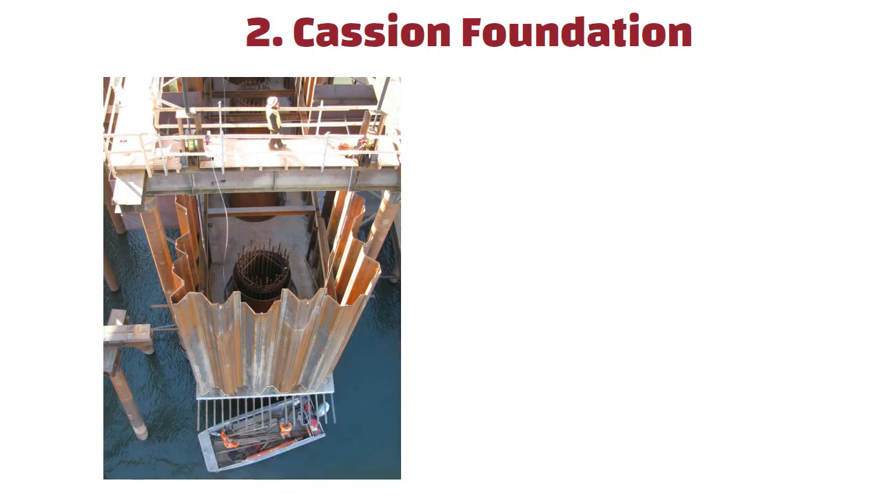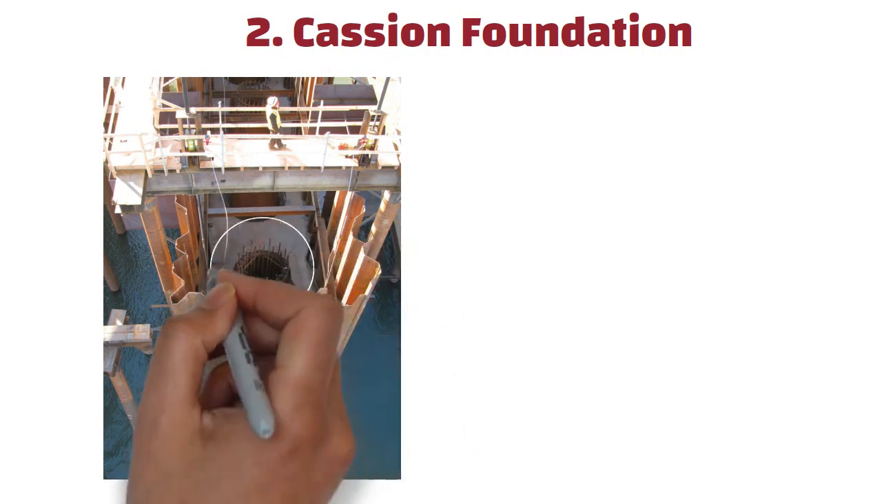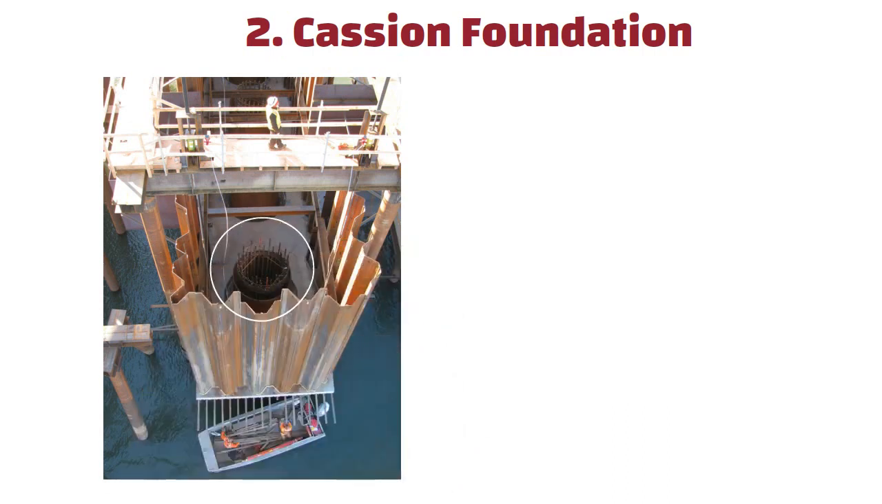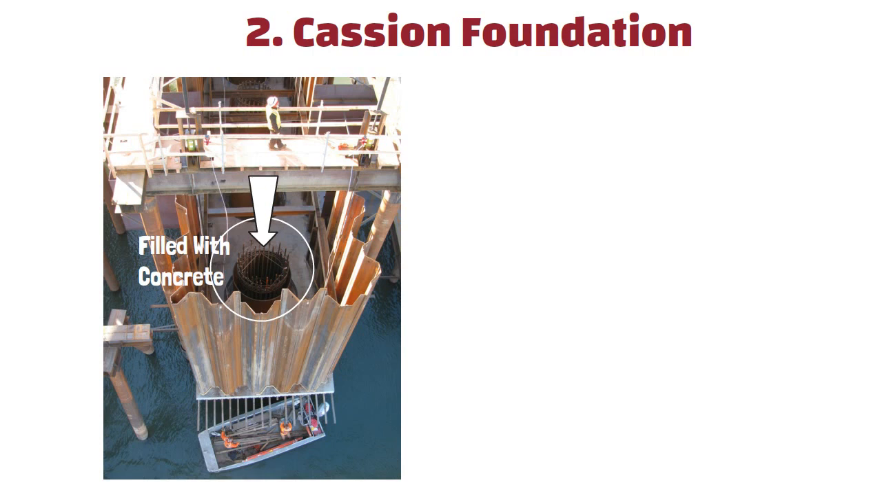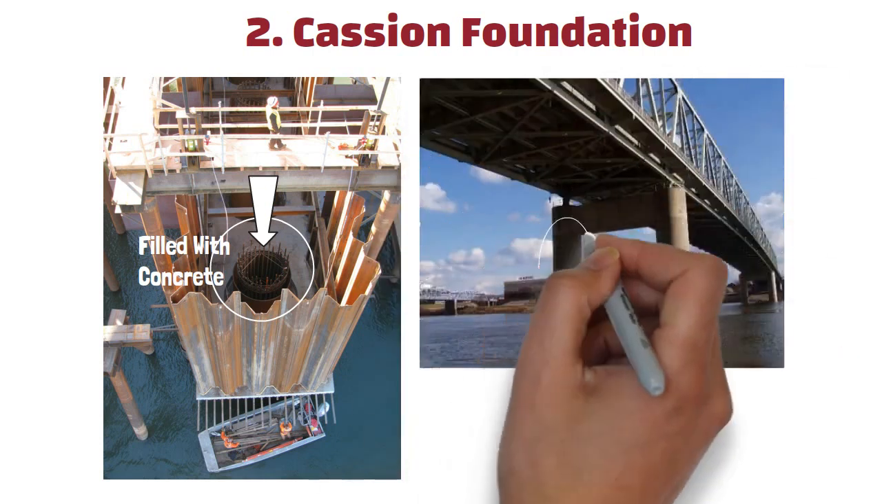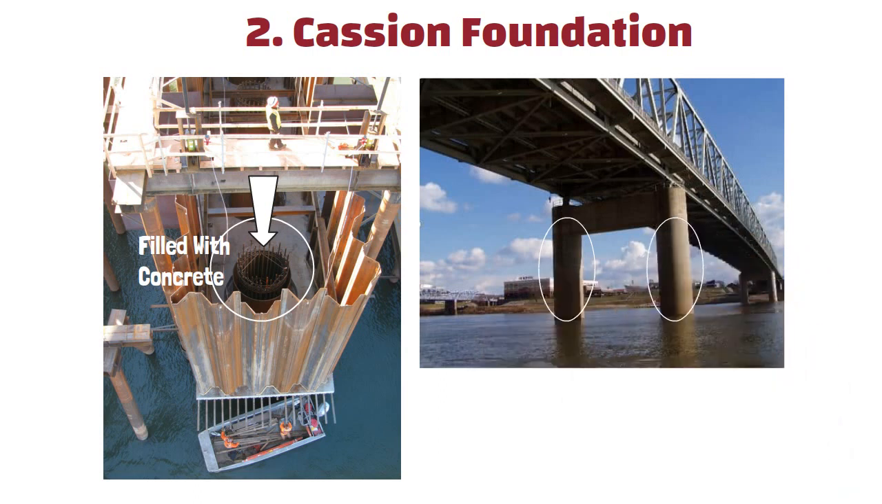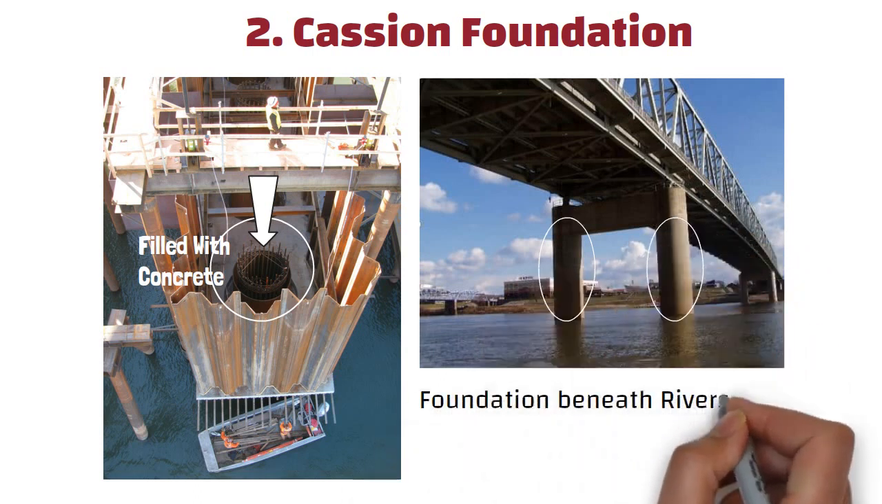Caisson foundation. In this type of foundation, a prefabricated hollow box or cylinder is sunk into the ground to some desired depth and then filled with concrete to form a foundation. Caisson foundation is most often used in construction of bridge piers and other structures that require foundation beneath rivers and other bodies of water.